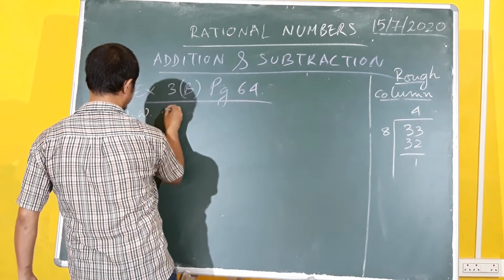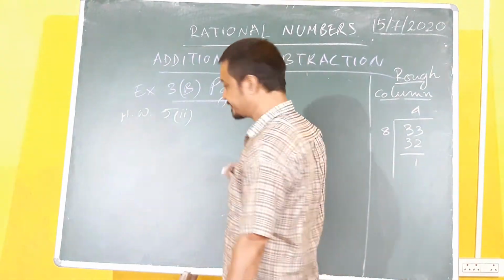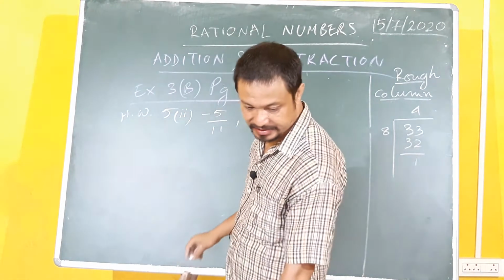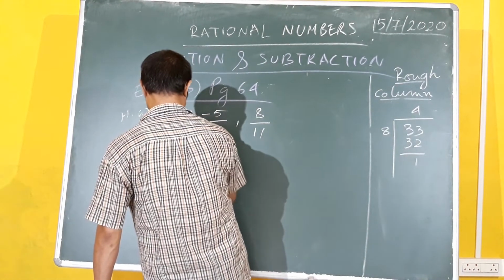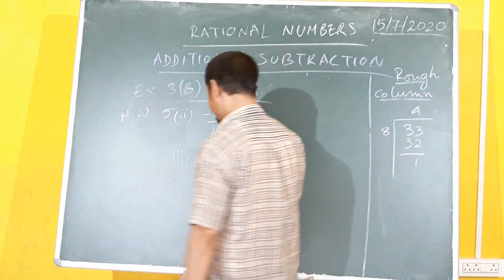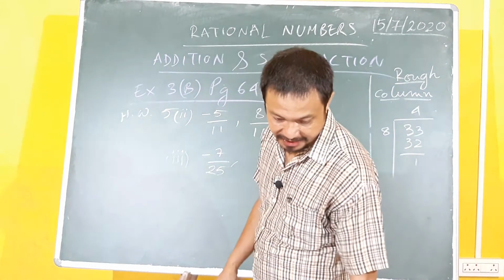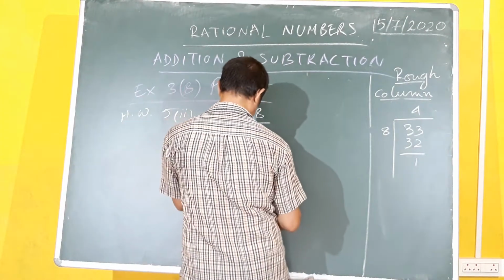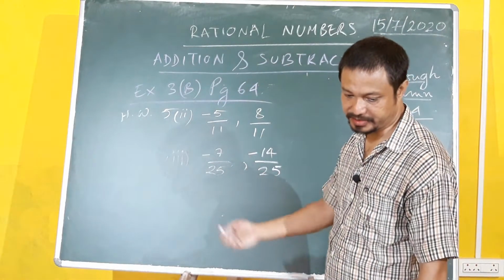Okay, so I'm just going to give you your homework. Homework will be 5 subsection 2, that is minus 5 upon 11 comma, and the next rational number is 8 upon 11. See, you guys are very lucky, you're getting the same denominators. You don't have to find the LCM. Half your job is done. So number 3 is minus 7 upon 25 and minus 14 upon 25. In this case also the denominators are the same, so it should be easier for you.